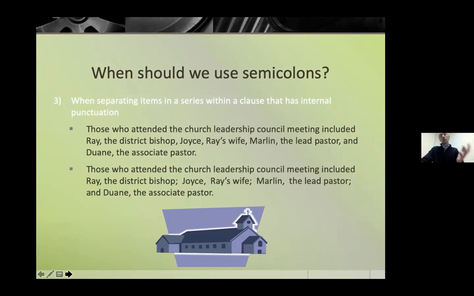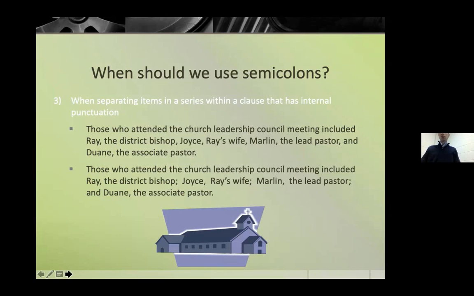Okay. So again, those 2 uses of the semicolon we saw: they can be used to link independent clauses, much like we could use a comma and a coordinating conjunction, or we could use them when we have items in a series with internal punctuation.